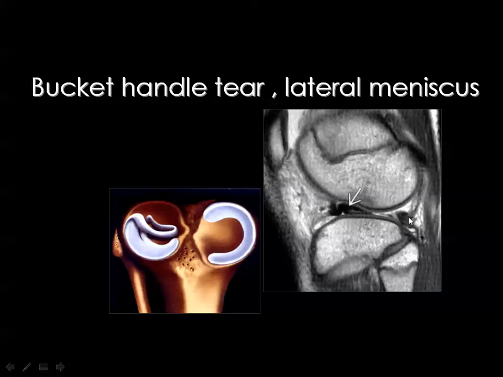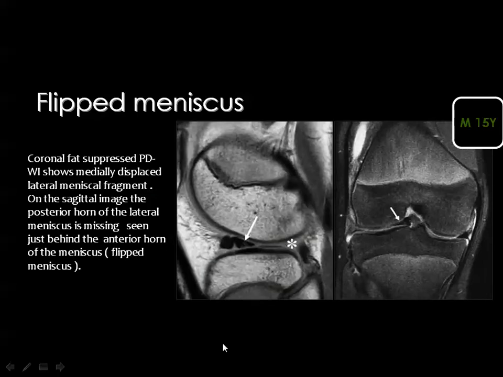And this, of course, you remember, is the popliteus tendon. Then the double delta sign, or what we call flipped meniscus, is a diagnostic sign seen only in the sagittal images. Then you don't need to go to the coronal images for detection of the displaced fragment, but in a single sagittal image you can see two horns in the anterior compartment of the knee.